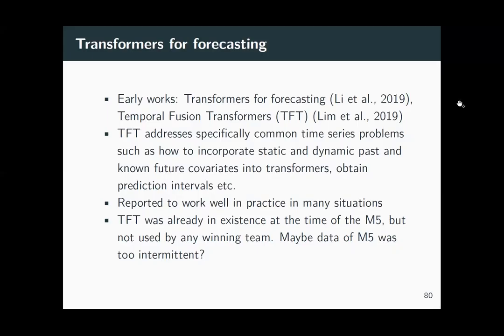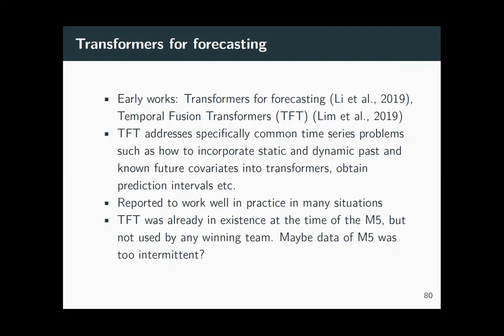Yes. Okay. Good. So talking about the transformers, there are these early works of transformers for forecasting, like the temporal fusion transformer. The temporal fusion transformer addresses specifically common time series problems, like incorporating static and dynamic covariates, both past covariates and future covariates, into the transformers. It helps you to obtain prediction intervals and so on. I think it's very good work in that sense. It's reported to work well in practice in many situations.